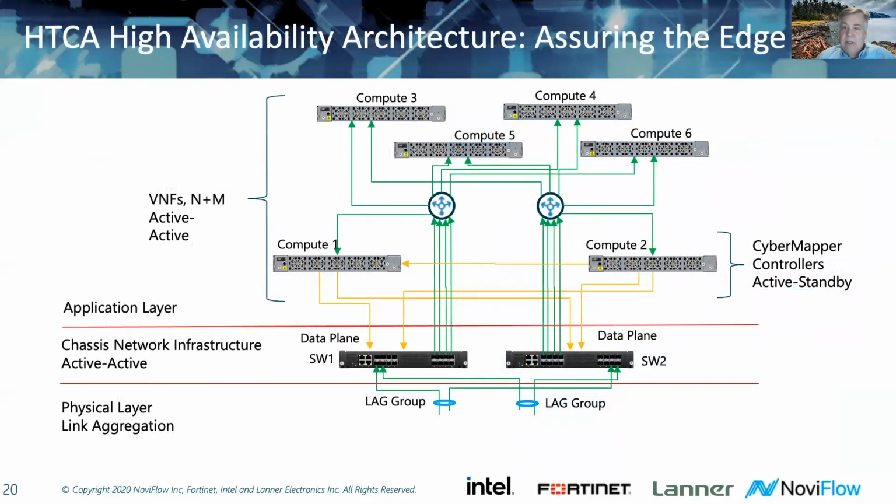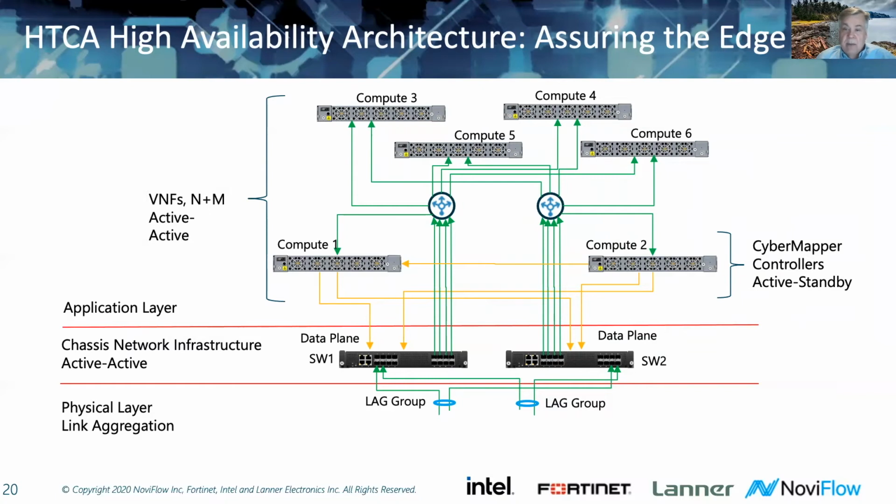The HTCA platform has multiple levels of redundancy built in. The Tofino switch blades are duplicated and operate in active-active mode. Traffic from the outside is load shared across the two switch blades using LAG. If one of the switch blades fail, the traffic is redirected to the remaining switch blade.